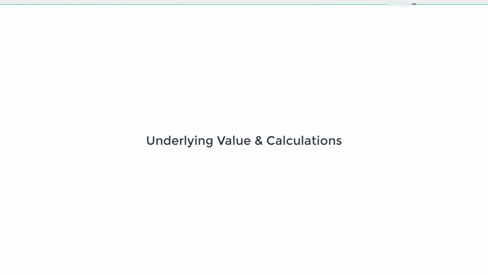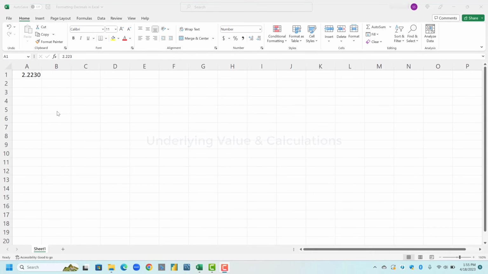Next, let's look at underlying value in calculations. Okay, let's go back to our number here, and I'll go back to the number group and decrease the decimal back to 2.2. One thing to note is that when you decrease or increase the decimal, it doesn't change the underlying value in Excel. For example, if you look in the formula bar, it still says 2.223, which is the underlying value.